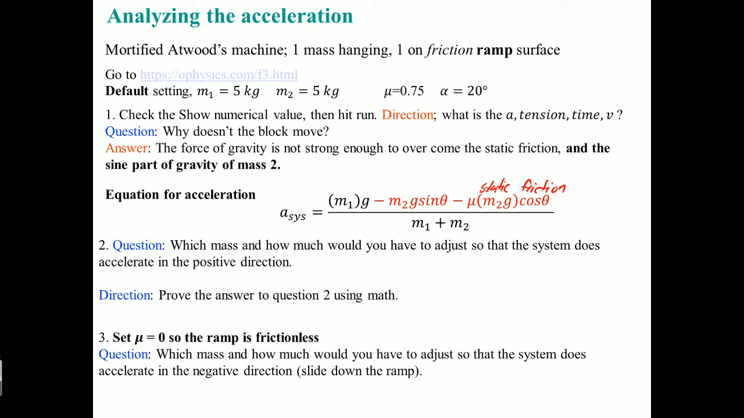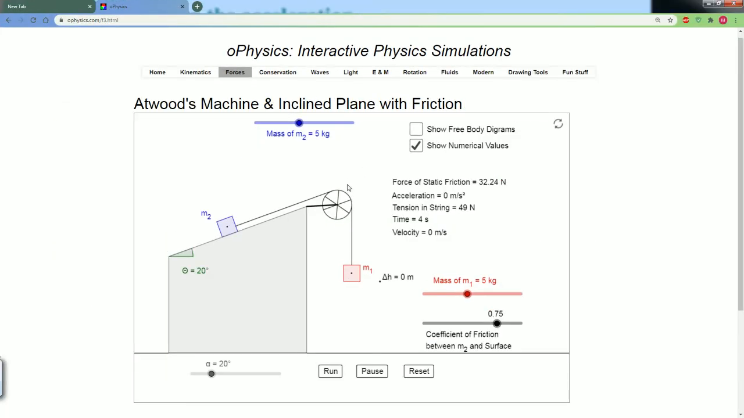Which mass and how much would you need to adjust so that the system does accelerate in the positive direction? Well, if it's in the positive direction, it has to go down, right? So we probably have to increase mass 1. Look, if we increase mass 1, right here, it's 0.06. So if we increase it, it goes more. So it seems like we increase mass 1.